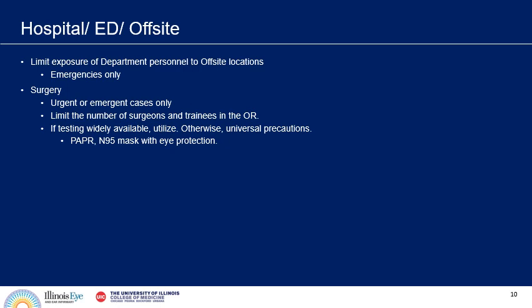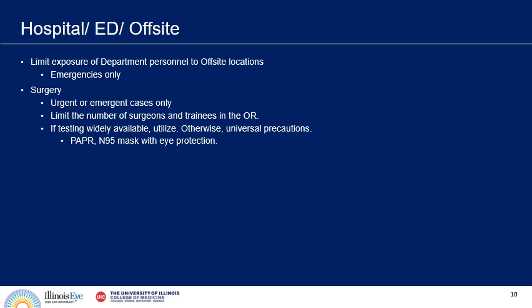Surgery is another area which is controversial. Here we've shut down all elective surgeries, and that includes a wide swath of anterior segment surgeries for sure. But for those patients who have urgent or emergent cases, because of the proximity to the nasopharynx, we do strongly recommend as much face protection as possible, N95. PAPRs, if they're available and you can use them, are fine, but it's difficult to use the microscope with a full face shield or PAPR. Otherwise, universal precautions.